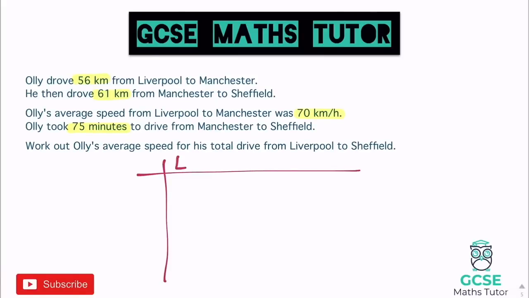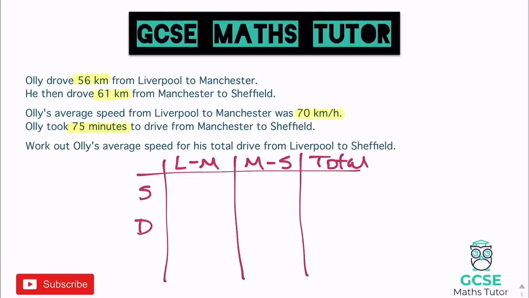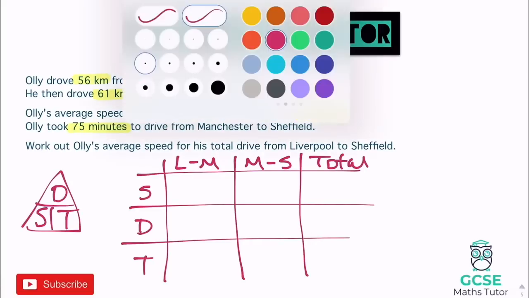Now, if I go for this journey, let's have a look. We've got L to M, Liverpool to Manchester. Then we've got Manchester to Sheffield. And we've got the overall, or the total journey. There we go. And again, we're looking for a speed, a distance, and a time. And again, I'm going to put down my speed equals distance over time formula triangle. So if I start to fill in some of these, let's just put all these grids in to start with, let's see what we've actually got.